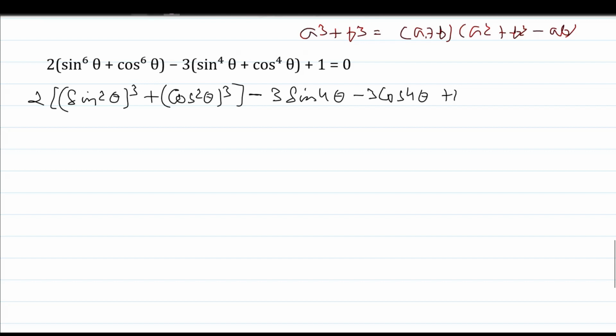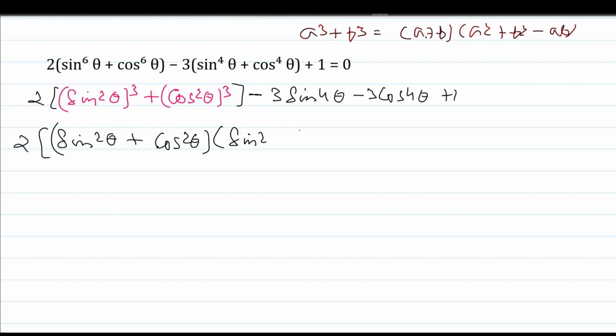Now, as I said, we are going to apply the identity of a cube plus b cube over here. So this is 2 times a cube plus b cube, which is a plus b. Needless to say, a is not sin, it is sin square theta, and b is cos square theta. So a plus b, bracket, a square.